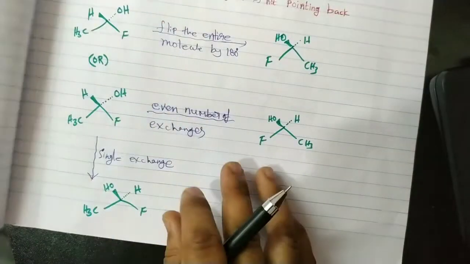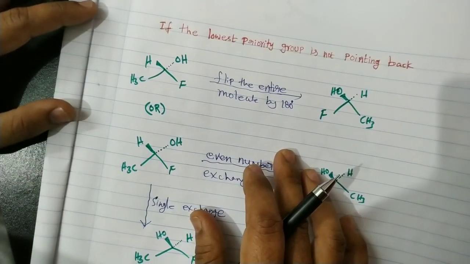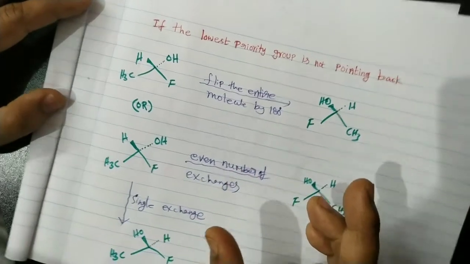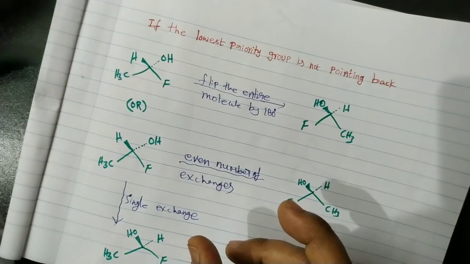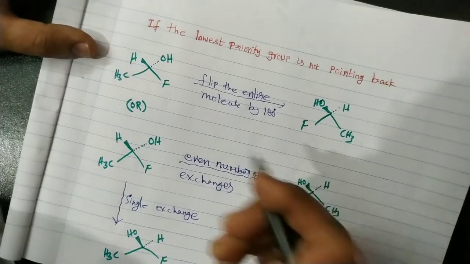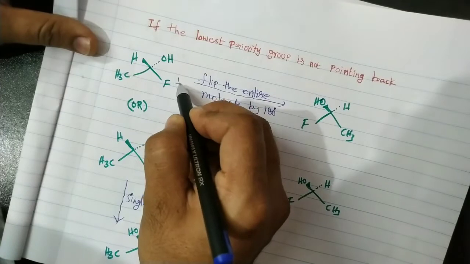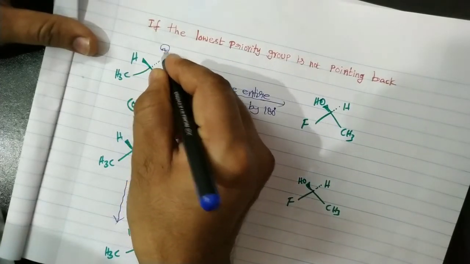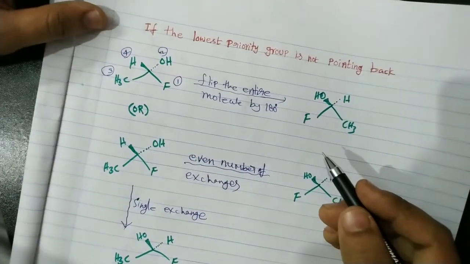Now the most important condition, and the most confusing condition, is if the lowest priority group is not pointing back. Okay, in this case we have to do some operations, either rotation or some exchanges. So here, the first priority group is the fluorine, and here the second priority group, and here the third priority group, and this one is the fourth priority. That fourth priority group is above the plane.